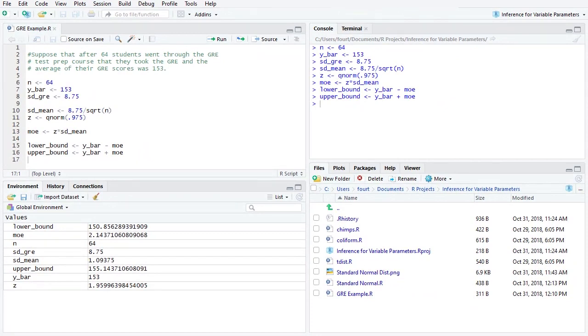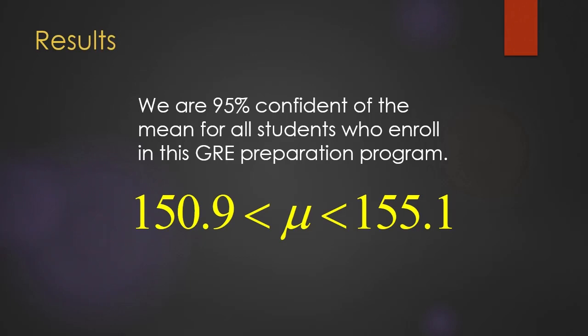Let's go ahead and see that written out in symbolic form. Here it is. We are 95% confident of the mean for all students who enroll in this GRE preparation program, and that will be somewhere between 150.9 and 155.1. Notice that the test prep may not be helping very much, because one possible mean is a mean of 151, only 1 point above what students earn on average when they do not do test preparation. It could, however, be as high as 155.